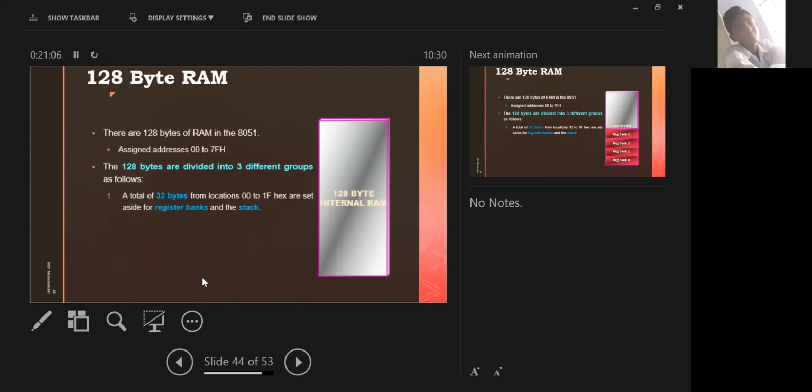The assigned address is from 00 to 7FH. So this is the address range of that. The 128 bytes are divided into three different groups as follows. A total of 32 bytes from location 00 to 1FH hex are set aside for the register banks.